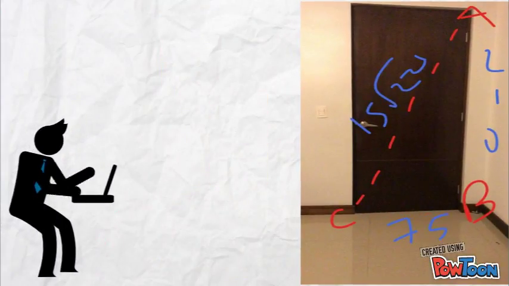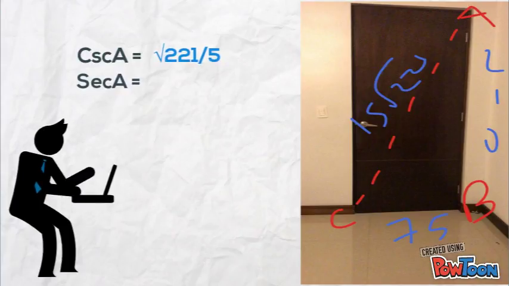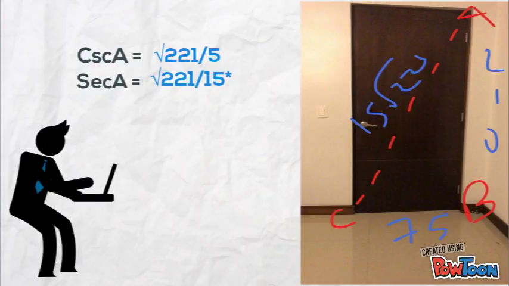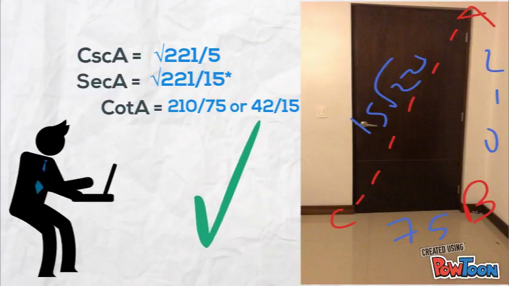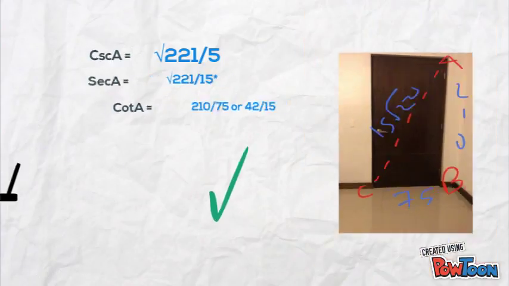The cosecant of A would be square root of 221 over 5. The secant of A would be square root of 221 over 14, and the cotangent of A would be 210 over 75, or 42 over 15.